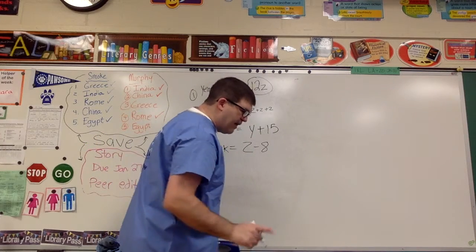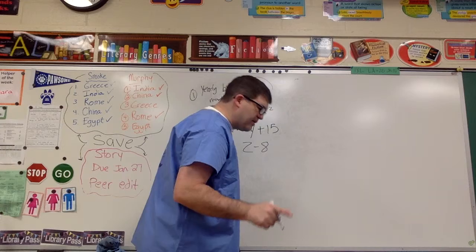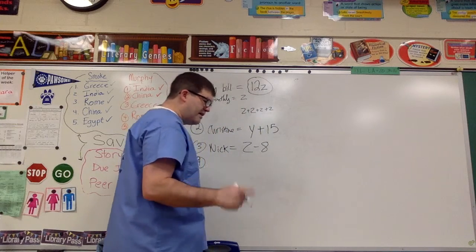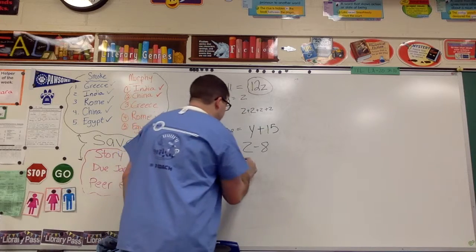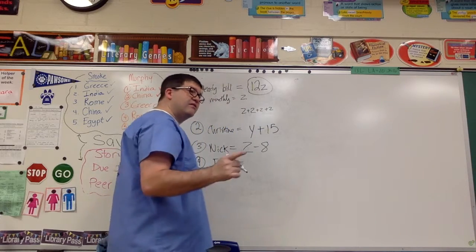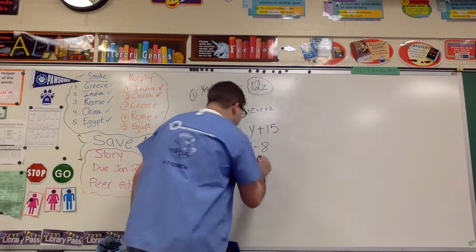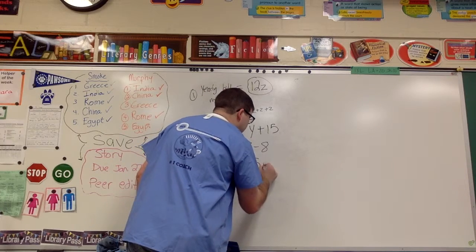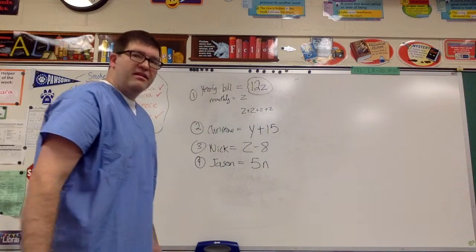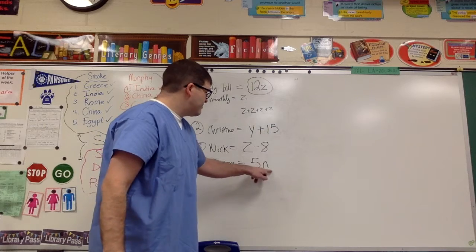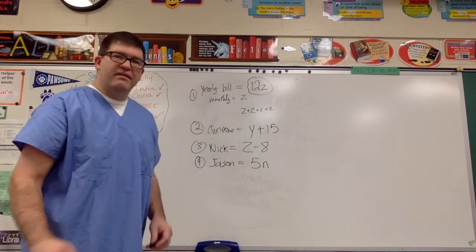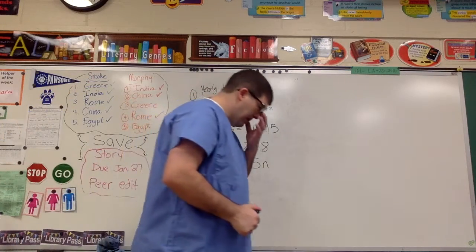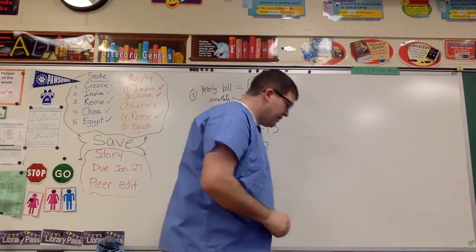Okay, and number 4 on this page. Let's see, Jason has 5 times the amount of pages of homework than Kirk. Kirk has N. So if we want to find out what Jason's homework is, we know that it's 5 times what Kirk has. We know Kirk has N, so it's going to be 5 times N. This is 5 times Kirk. That'll give me Jason's. 5N. 5 times N.